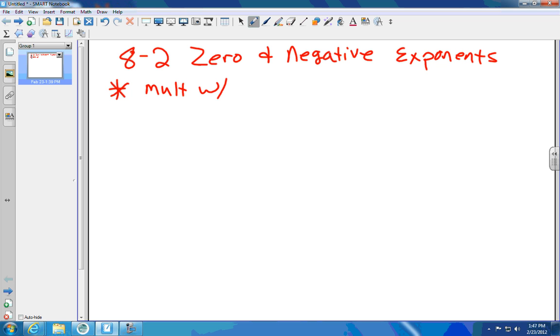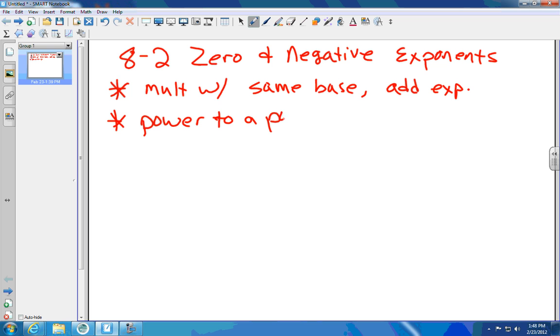Very short here. Multiply with the same base. What do we do with the exponent? Add the exponents. Rule 2, if you raise a power to a power, what do you do with the exponents? Multiply them.